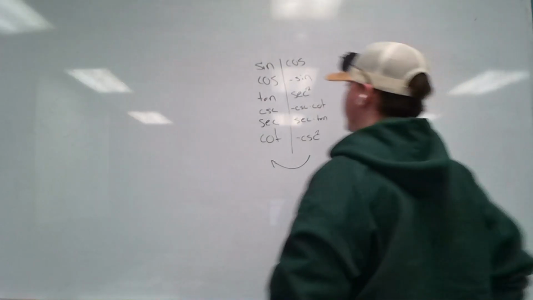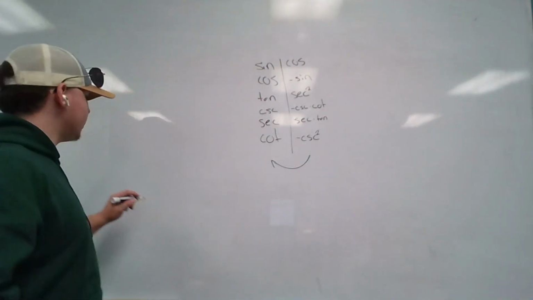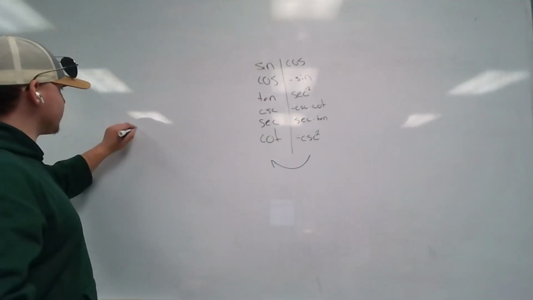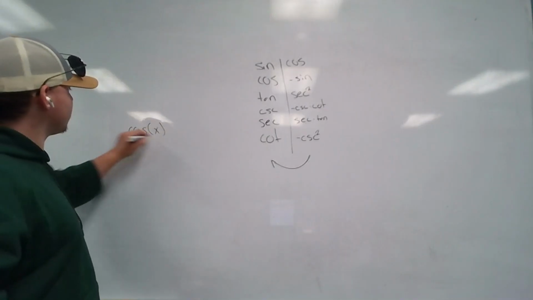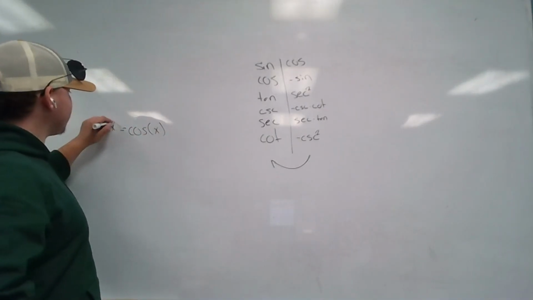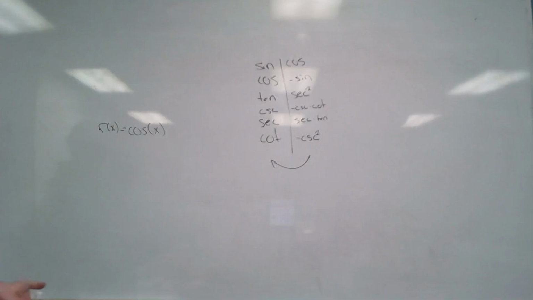So let's say I'm given cosine of x is equal to f of x. What, pray tell, is the antiderivative?